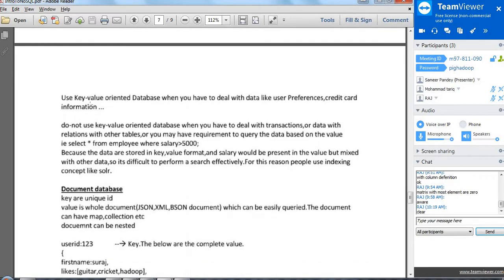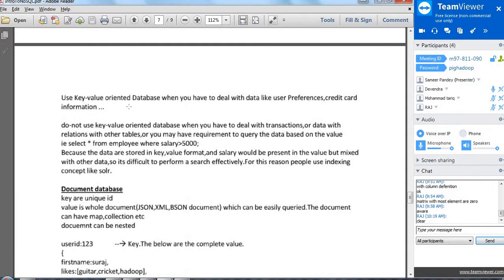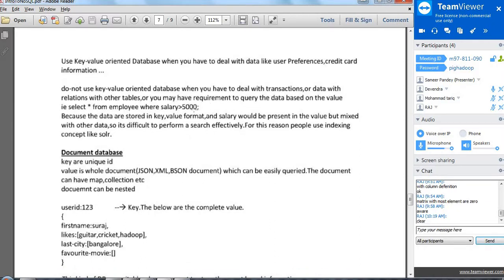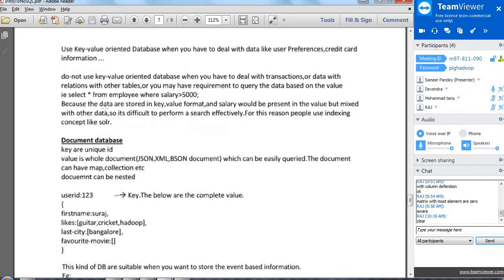So what I'm saying is where we can use a key value oriented database: when you have to deal with data like preferences, credit card information. Just go through this, read it out and you will understand why we use it and where we cannot use it. Do not use a key value oriented database when you have to deal with transactions or data with relations to other tables. Where we have a transaction, we cannot use a key value pair, and for relational data we cannot use that. Also where you need querying on the basis of conditions like salary greater than 5,000, we won't do that, because of how the data is stored.